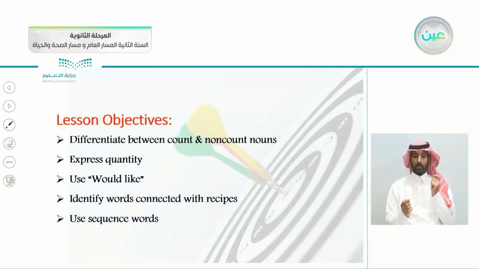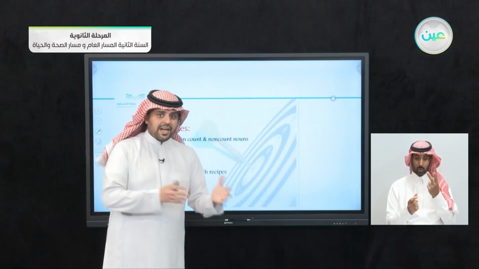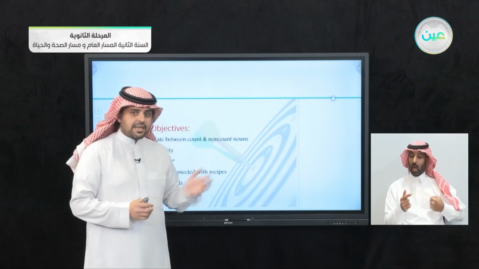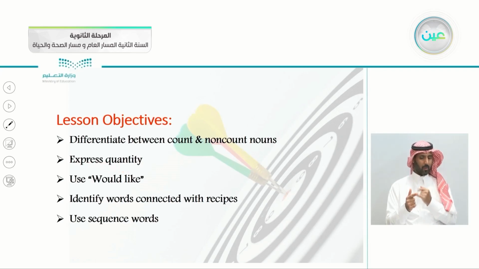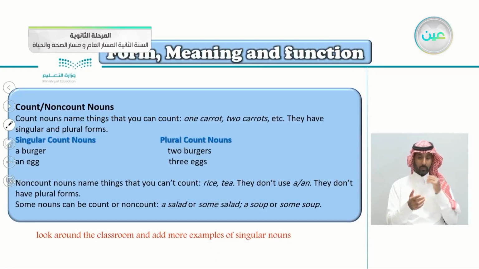So these are today's objectives for the form, meaning, and function: to differentiate between the count and non-count nouns. If you remember the nouns, there were two kinds: countable and uncountable, or as it says here, count and non-count. Express quantity, use would like, identify words connected with recipes, use sequence words. So let's begin the lesson here.